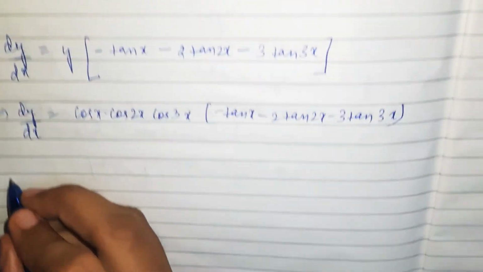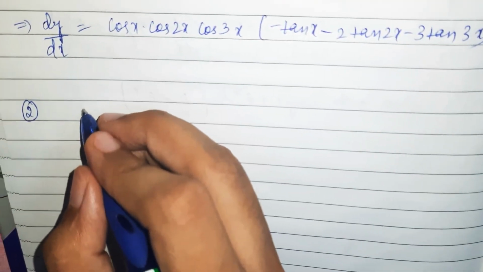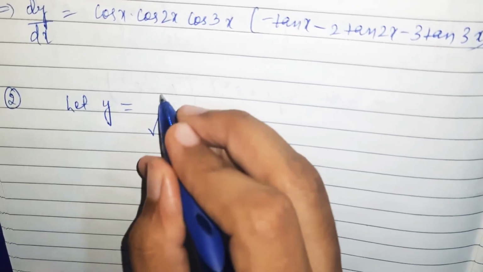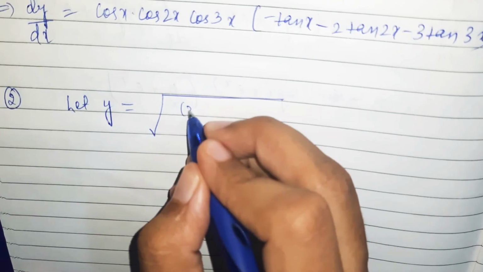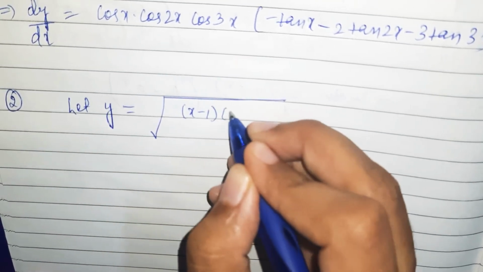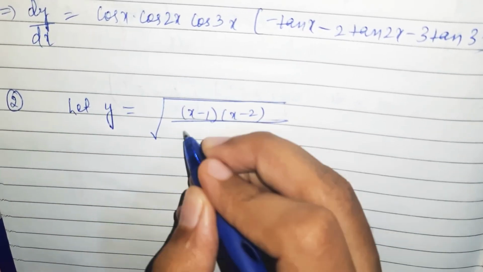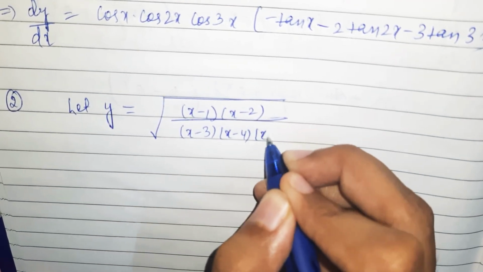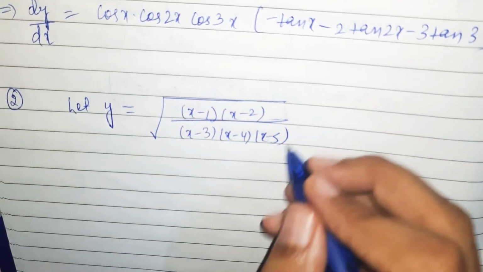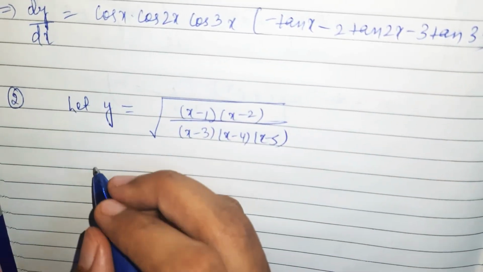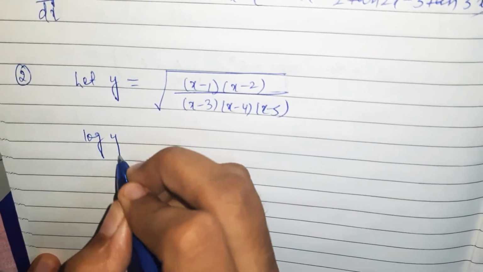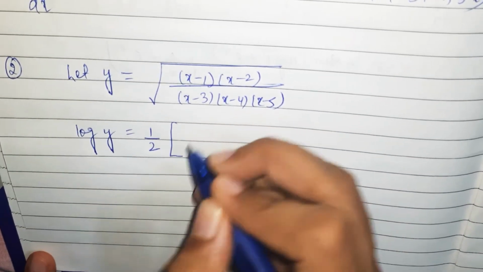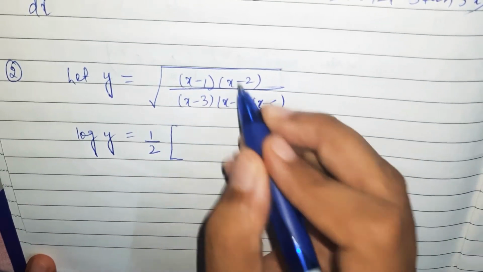Now come to the second question. In the second question, let y be the square root. Now this under root can be written as raised to the power 1 by 2. Now see, this is given to you: x minus 3, x minus 4, x minus 5. This is basically raised to the power 1 by 2. So while applying log, this will become log y, and 1 by 2 will come before log. Now see, log this upon this.